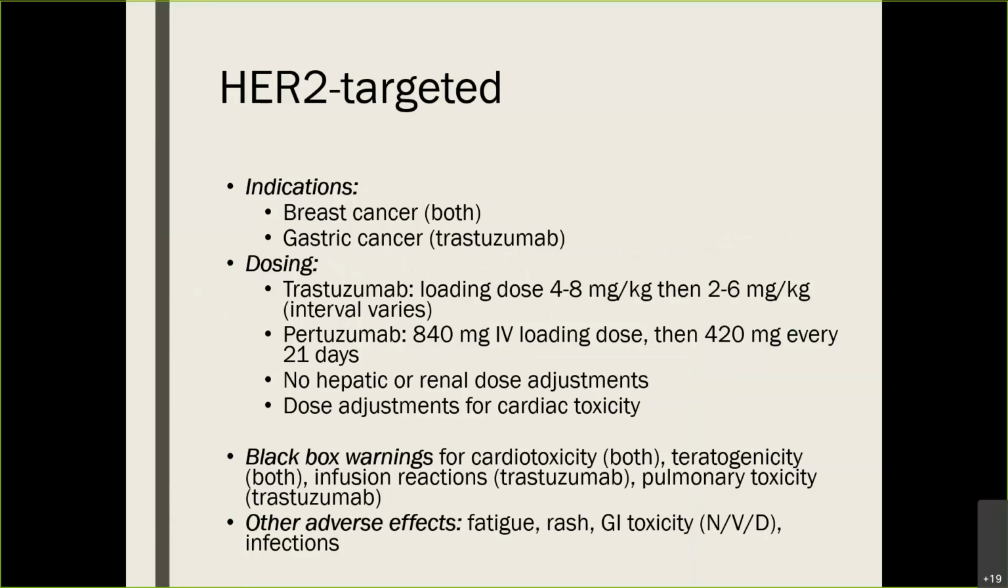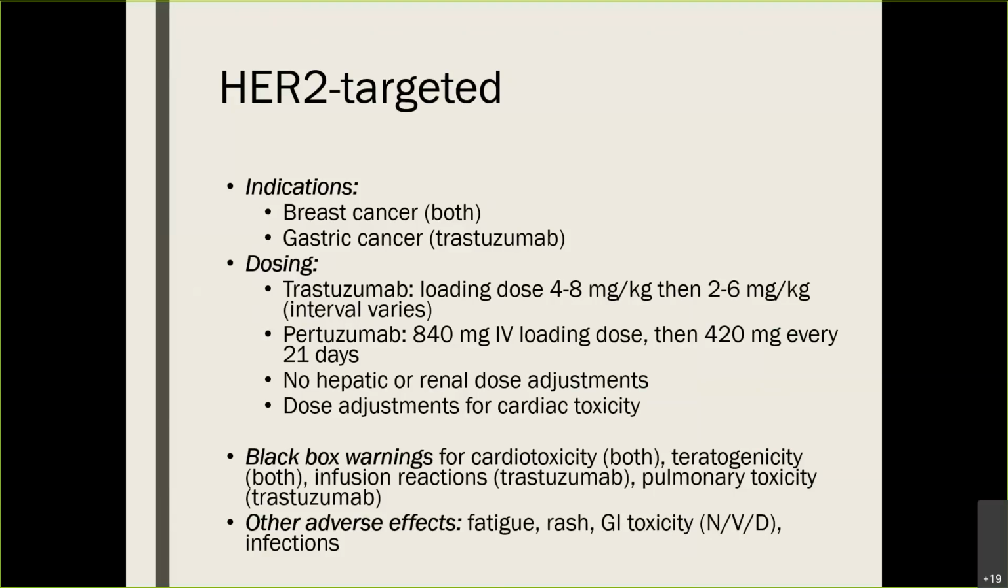Some indications for HER2-targeted therapies, obviously HER2-positive breast cancer, as well as HER2-positive gastric cancer. Trastuzumab holds an FDA-labeled indication for that. I've included the dosing schema on the slide for your reference, and there isn't any hepatic or renal dose adjustment, though you do need to ensure that you are monitoring cardiac function judiciously, as there is a black box warning for cardiotoxicity for both of these agents.